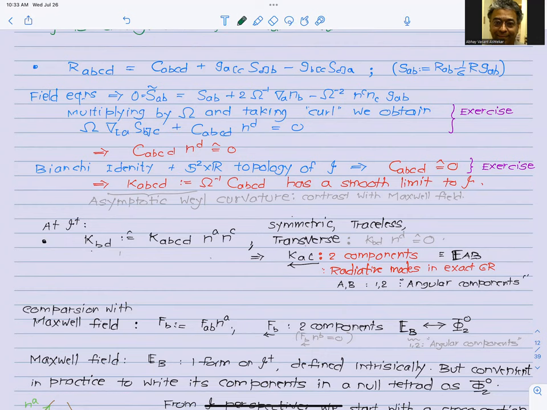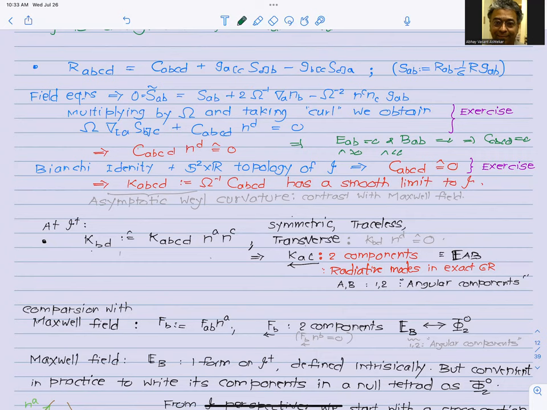If scri were space-like, like for example in the asymptotically de Sitter case, then I can define the electric and magnetic parts of the Weyl tensor using the space-like normal. N would be the normal to scri, and then this condition immediately implies that E_AB equals zero and B_AB equals zero. And that immediately implies the Weyl tensor is equal to zero. So if lambda is bigger than zero or less than zero, then this is true, and I can immediately say that the Weyl tensor is zero.